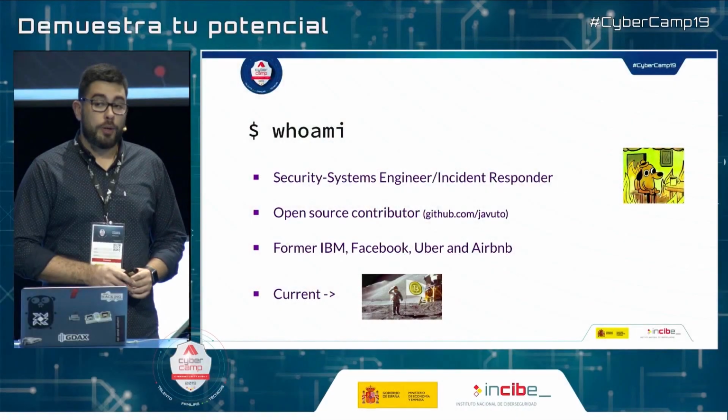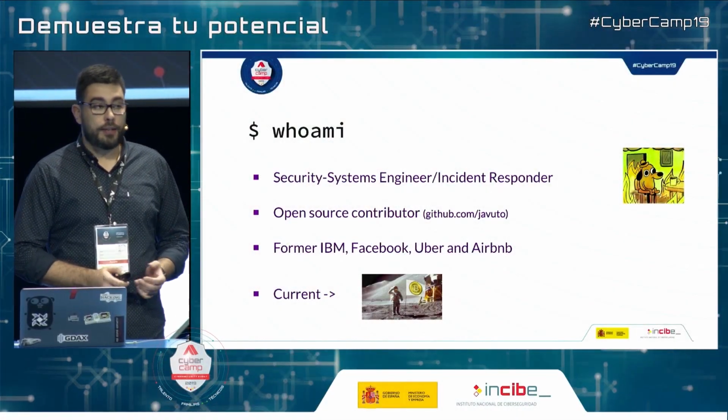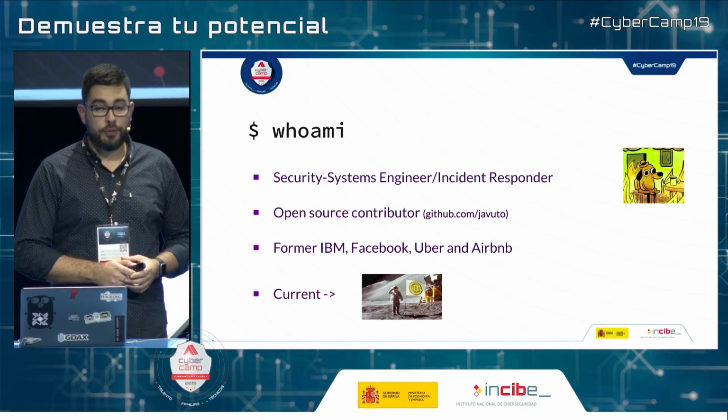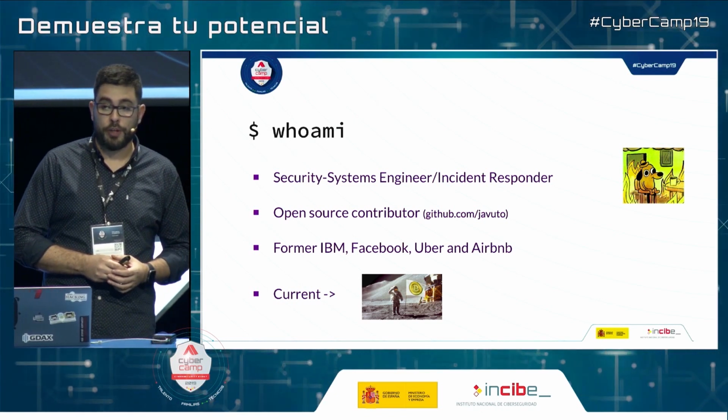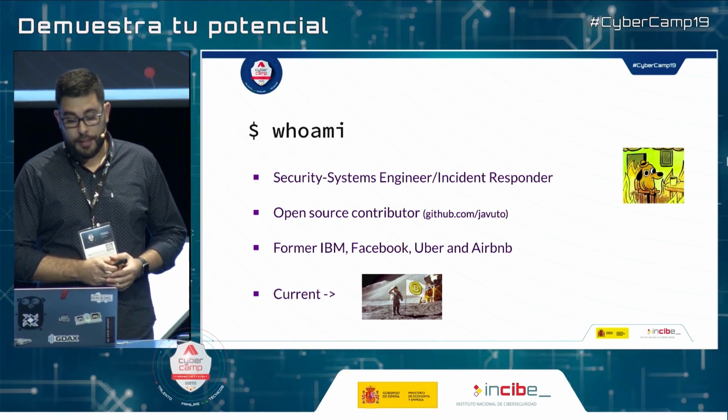Well, first of all, my name is Javier Marcos. I work in cybersecurity. I've worked in cybersecurity for the last 15 years. I am a systems engineer and security engineer. I love open source software, and I have worked for Facebook, Google, Airbnb, and now I'm working with cryptocurrencies.